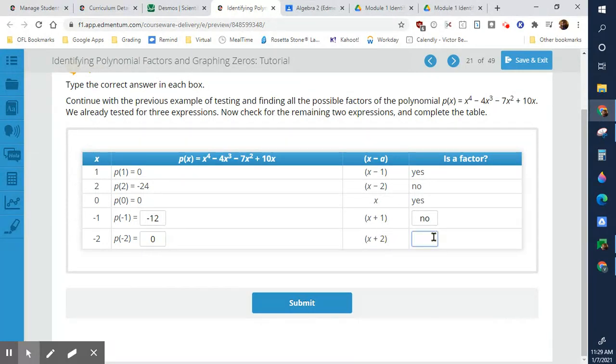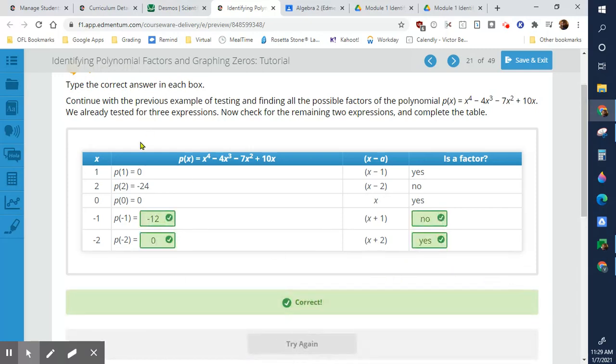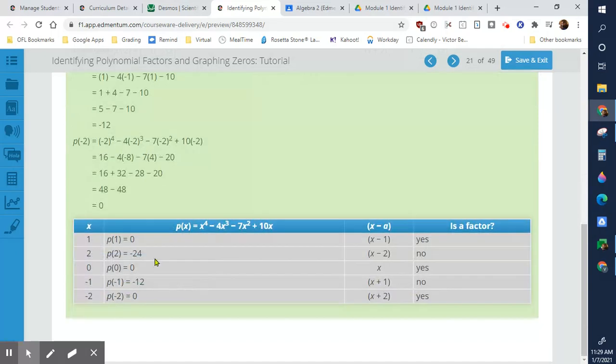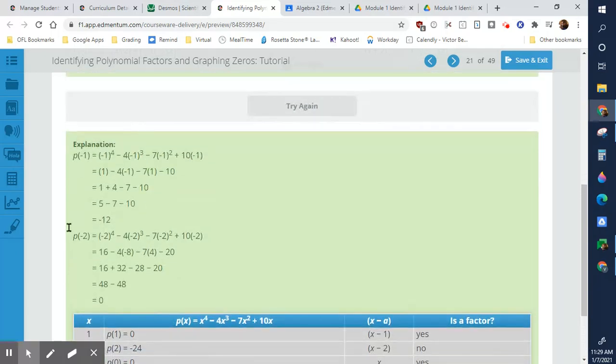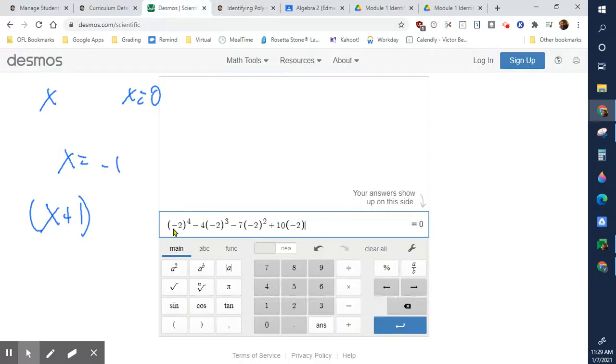So that works out. And you can see that they're plugging it in. They're showing all the steps, but I recommend just using the scientific calculator. It's going to save you some time. All right, moving on to the next one.